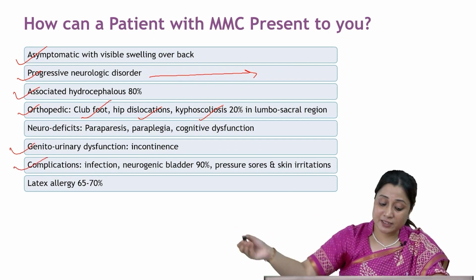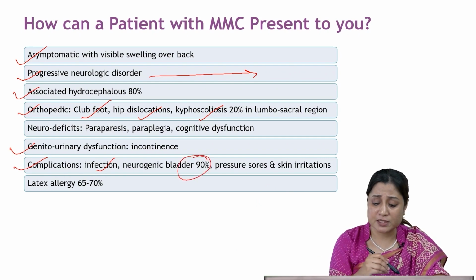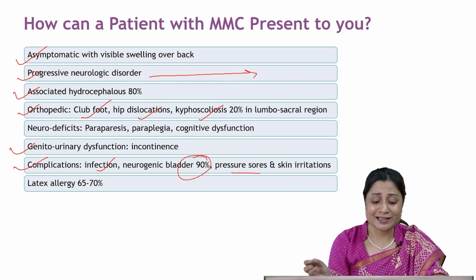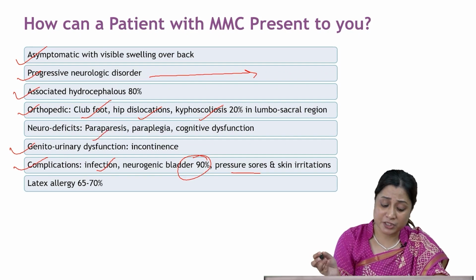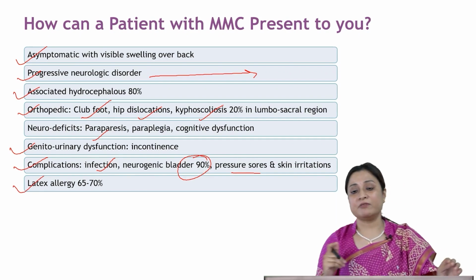Complications which can arise at a later stage might be because of infection, neurogenic bladder, which is seen 90% of the times. They can have pressure sores and skin irritations because of paraparesis and other conditions. Also, you can expect latex allergy in 65% to 70% of these kiddos.